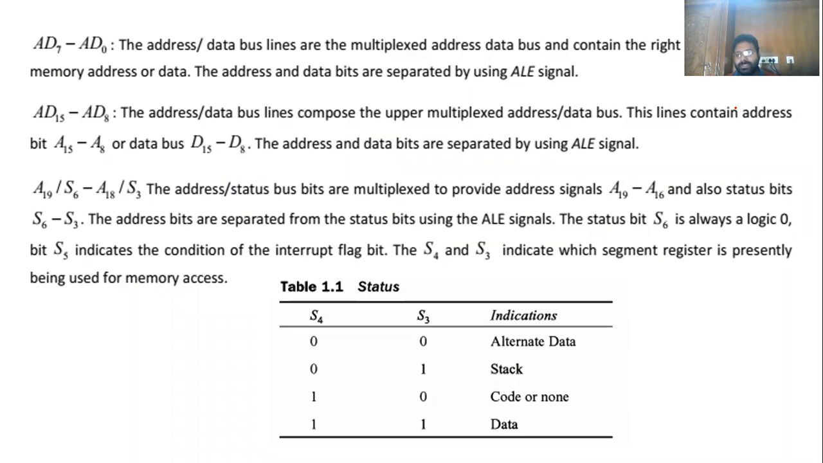Each segment has 4 categories: 4 code segments are available, 4 extra segments are available in the memory, and at the same time data segments and stack segments are available. You can see this S4 and S3; you can identify whether the microprocessor is accessing either data, code, stack, or alternate data.